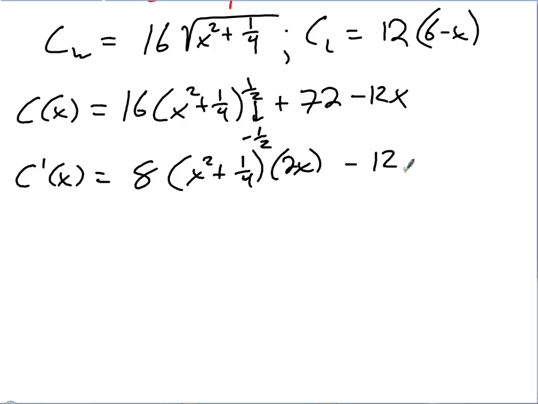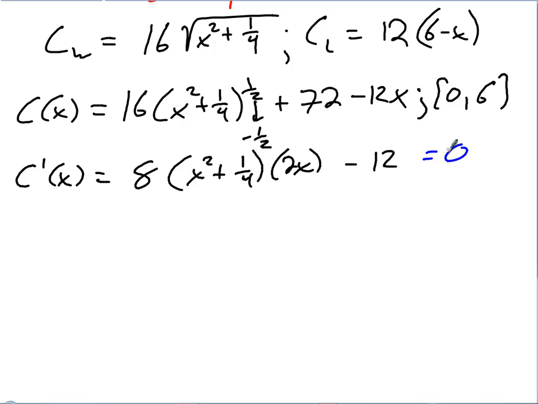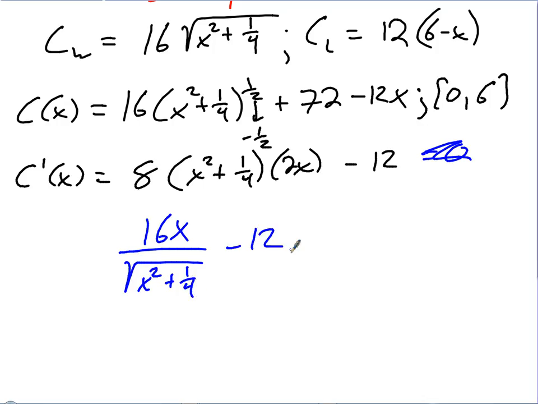And we had our domain went from 0 to 6, right? We said also. And now we're going to find the critical numbers. Well, this thing we said equaled 0 when. Well, let me tell you what, let's rewrite this. So we end up with, if I write this as a fraction, 8 times 2x is 16x. This goes to the bottom, right, because it's a negative exponent, over the square root of x squared plus 1/4, minus 12. Okay, now that's our derivative, written in maybe simplified form.